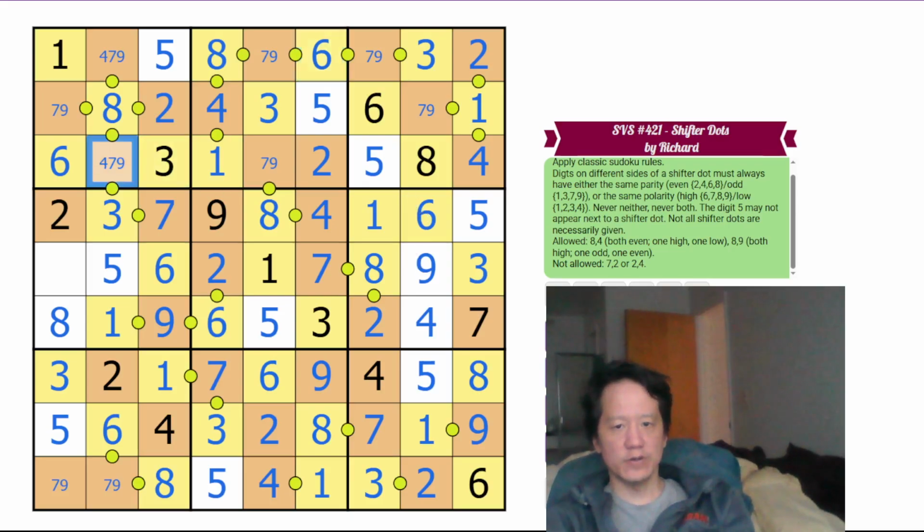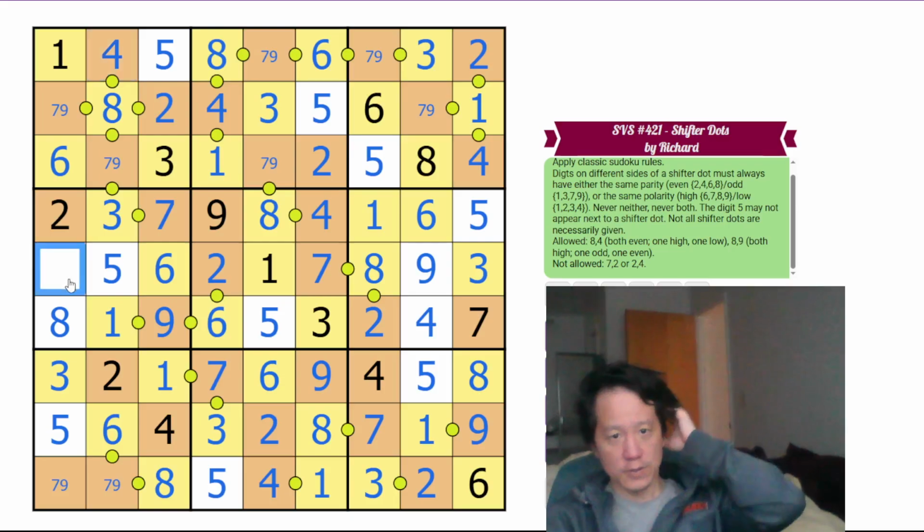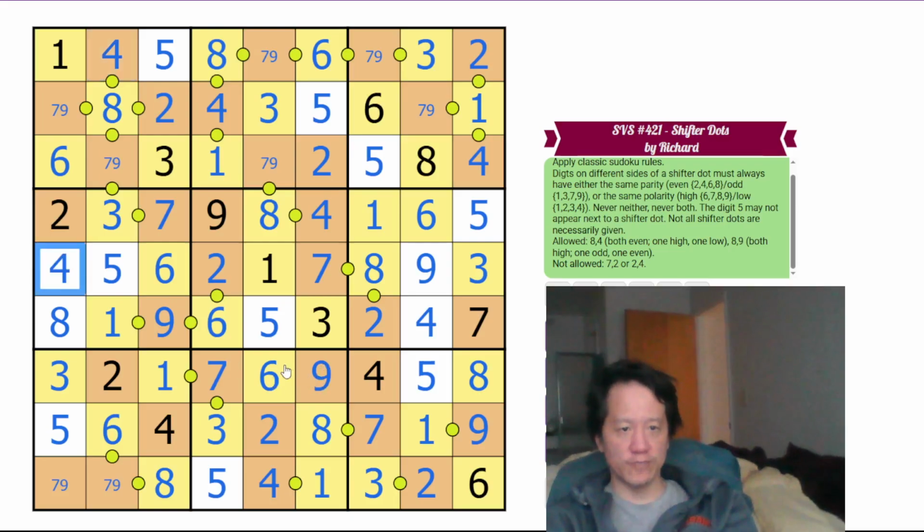This can't be 4. We have a 7, 9, 7, 9 pair in box 1, which eliminates 7 and 9 in the rest of the box. This can't be 7 or 9, so this is a 4. This digit remaining must be a 4.